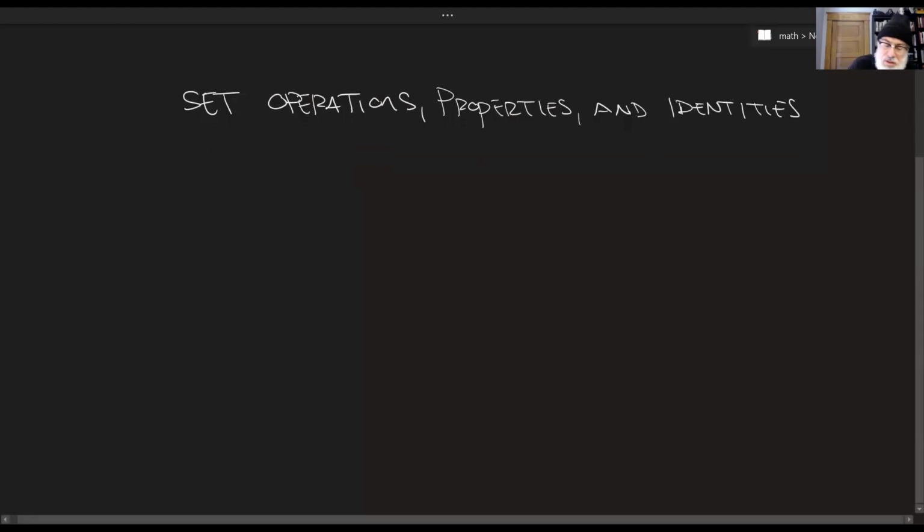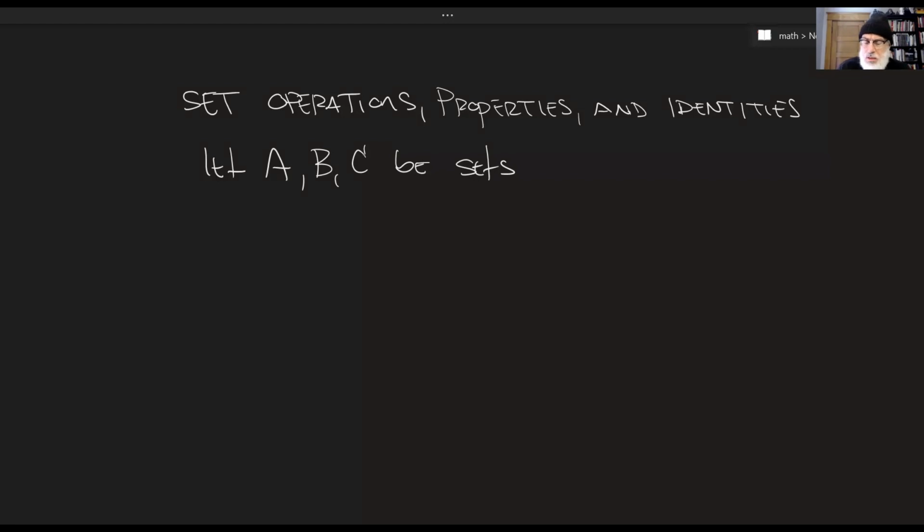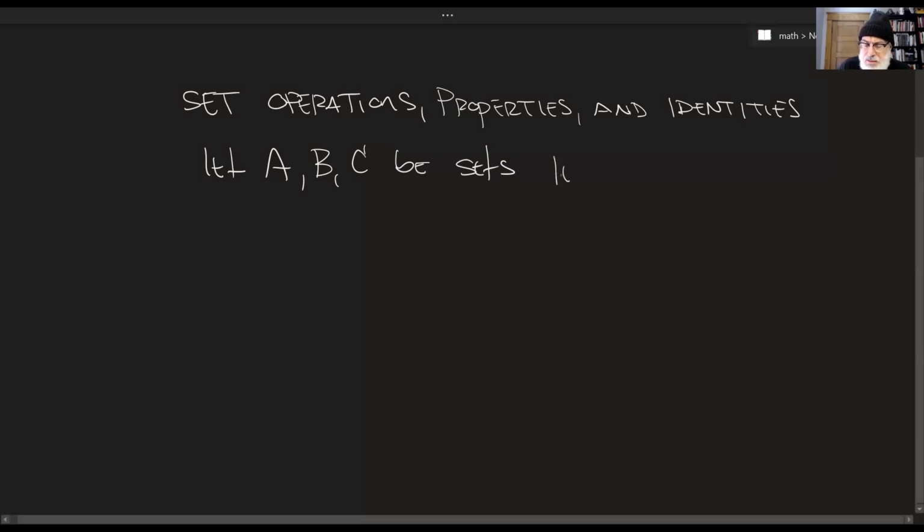So before we start, let capital A, capital B, capital C be sets. In other words, the convention is that we use capital letters to denote sets. I'm trying to make my C a little fancy so that it denotes a capital. And let U be the universe.